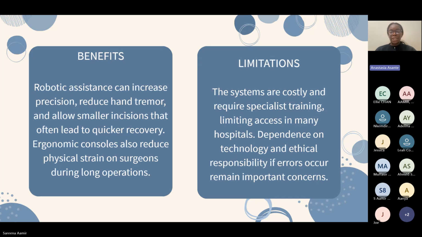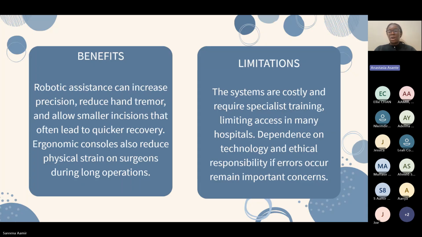However, we also have limitations. Some of the limitations are that these systems are very costly and require specialist training. As we already know, the NHS is not really in a good position financially, so adding these robotic systems can definitely put a big financial strain on the NHS, and the specialist positions and training can also add to that strain. Because of that, there is very limited access in hospitals. Then we also have dependence on technology and ethical responsibilities.